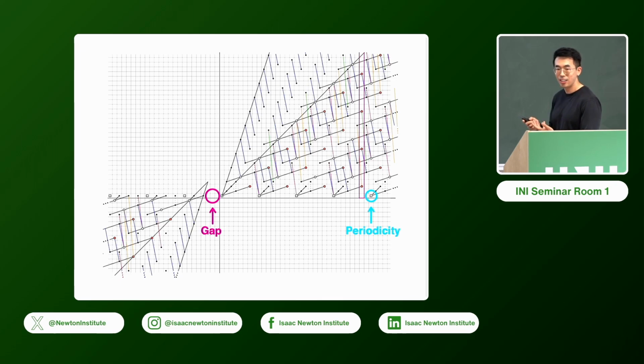And this is apparent on the E2 page. You don't have to do any computation. You just get the E2 page, and there's a gap. And the periodicity says that, so that square there, it's in stem 32. The periodicity theorem means that this square doesn't support any differentials. It's a permanent cycle. It survives to the infinity page. So you see there are no lines coming out of that square. So that's what the periodicity theorem says.